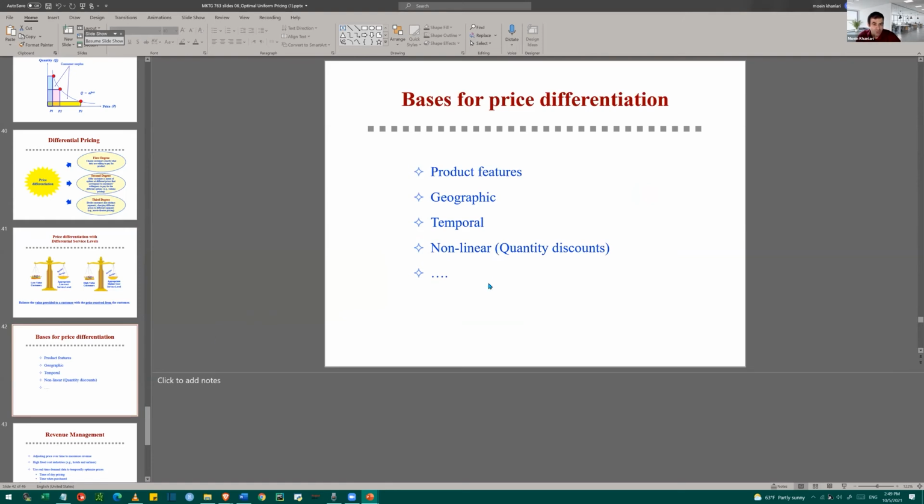Okay, so price differentiation, sometimes it's based on product features, sometimes it's based on geography, the cost of getting the product to certain locations, time of the year. Sometimes it's based on quantity discounts, which make the price non-linear. But differentiation is the way to go. You can't go with just a uniform price.